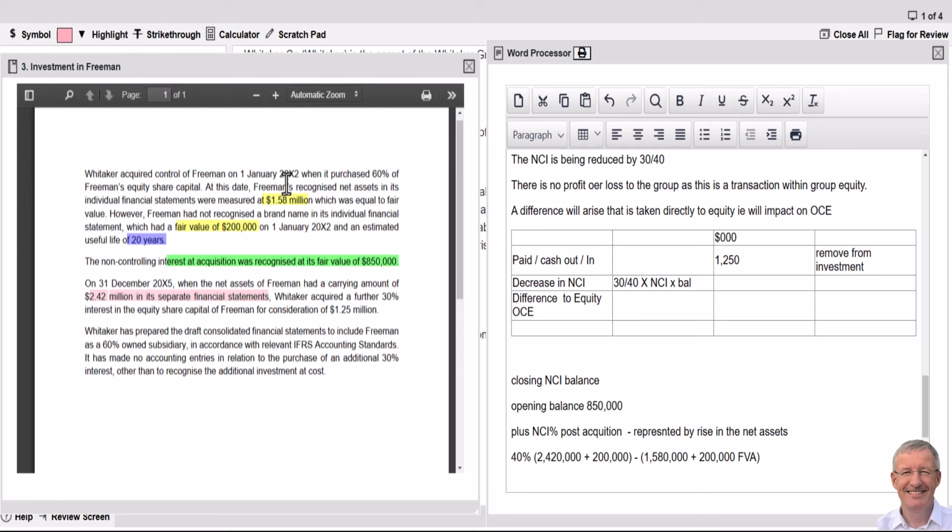How many years have lapsed? You bought it in X2 at the beginning. Your year end is 31st December X5. That is 4 years. 4 years have lapsed. So therefore, we can take in 16/20.